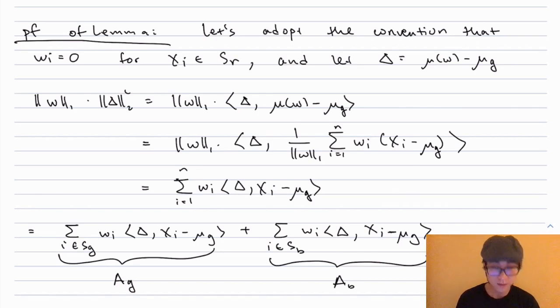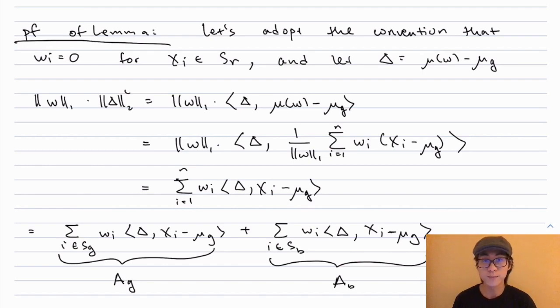Let me just say Wi is equal to 0 for all xi in this set of points S removed, or S of R. And let me also just call delta this vector mu of W minus mu sub G. So this is the thing that we want to upper bound in L2 norm.